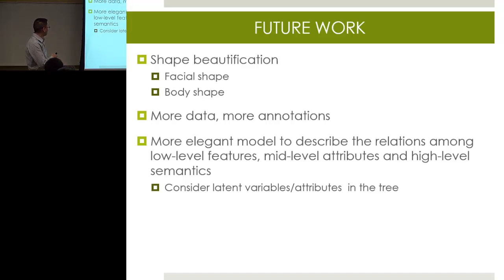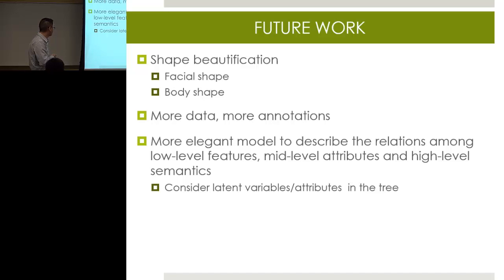Okay, so for future work, we still have many things to do. One is that currently we just consider makeup, but actually you can also do shape beautification. It means slightly changing the face. You can still sense the identity of the person, but at the same time, you can make the face look more beautiful. This has some work in SIGGRAPH before. And another direction is body shape beautification. This is also possible.